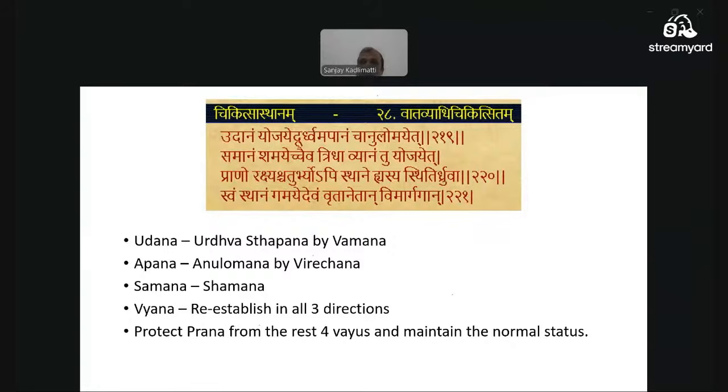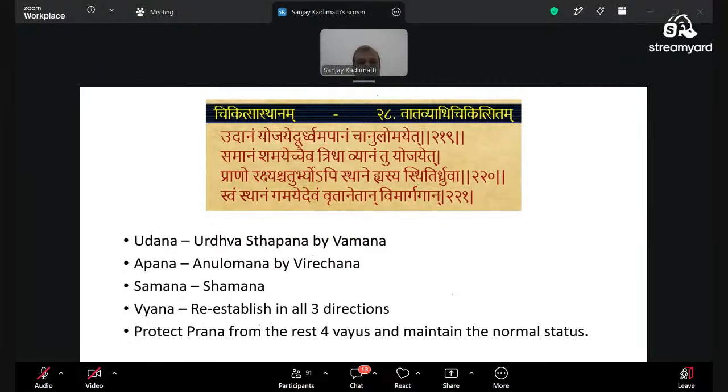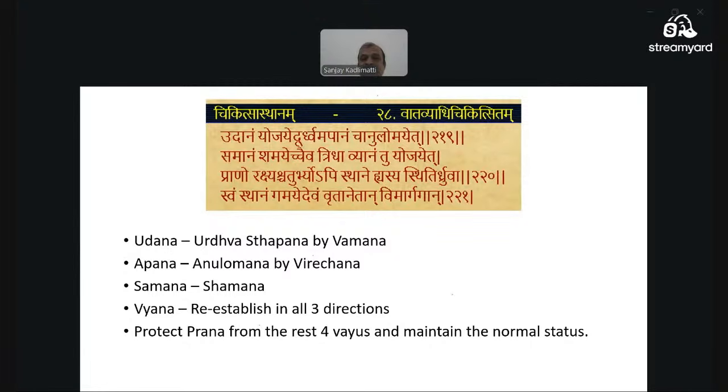If the treatment is understood, then at least do this, that is enough. Just do this. If you feel that Udana is affected, urdhvam yojayet, bring it to its own place. Apanam cha anulomayet. Whenever there is Apana dushti, go for anulomana treatment. Then he says, Samanam shamayet cheva. Samana should be pacified.